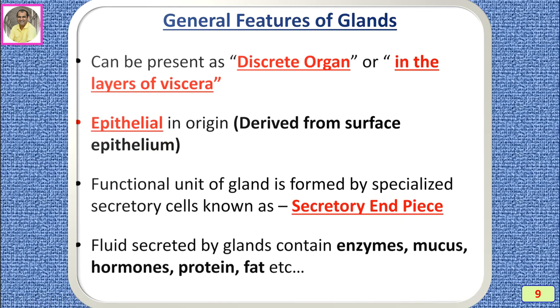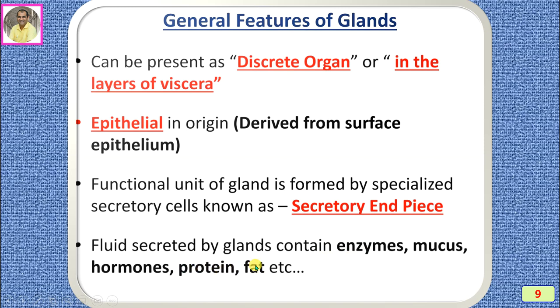The general features of the gland are that they are present as a discrete organ or inside the layers of the viscera, and they are epithelial in origin, meaning from the surface of the skin, etc. The functional unit of the gland is formed by very specialized cells called the secretory end pieces, and the fluid secreted by the glands may contain many types of enzymes, mucus, hormones, protein, fat, etc.